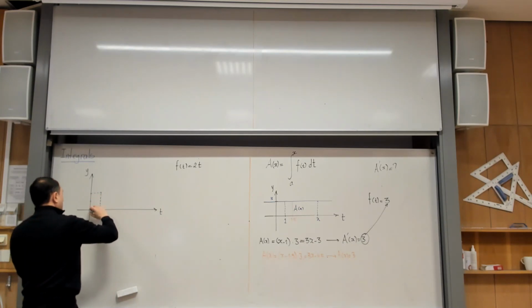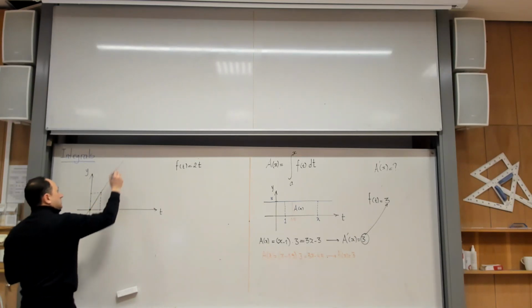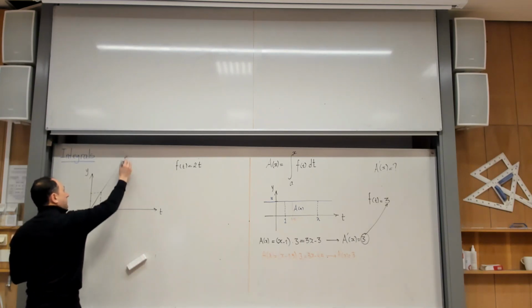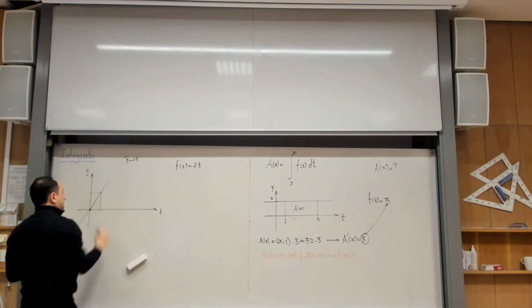So that would be my line. So this is f of t. So let me write y equals 2t, yes? And this point was 1.